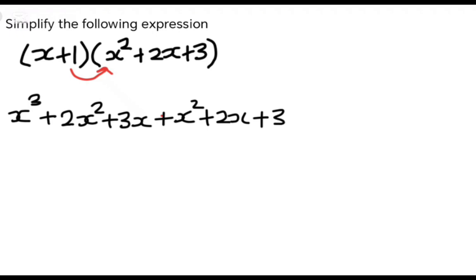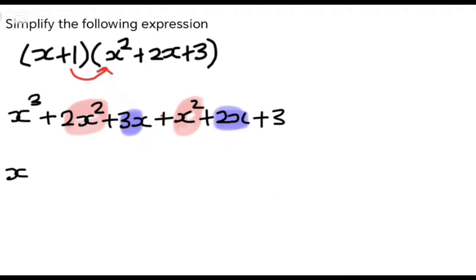Obviously there are going to be like terms here. What are the like terms? The 2x squared is the like term of the x squared, and the 3x is the like term of the 2x. Like terms are those terms that have the same variable part. Here there's an x squared, and also in this one there's an x squared. This has an x, and that one has an x. These are what we call like terms, so we're going to add those like terms.